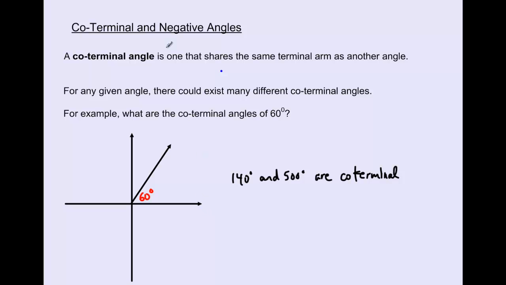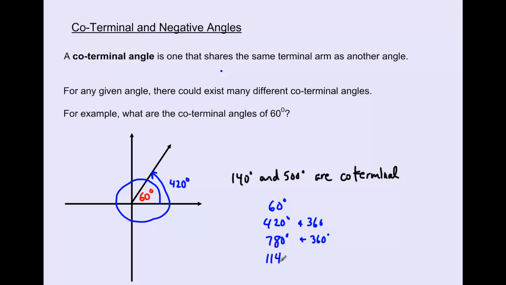To find a coterminal angle of 60 degrees, I simply keep rotating around. I could start here, come all the way around, and then get back to my terminal arm right here. So I did one full rotation of 360 degrees plus an extra 60, so this would be 420 degrees. So 60 degrees and 420 degrees are coterminal. If I wanted another one, I could simply add 360 more, another full rotation, and this would be 780 degrees. If I wanted another one, I could add another 360 degrees, and that would be 1140 degrees, and so on and so forth.